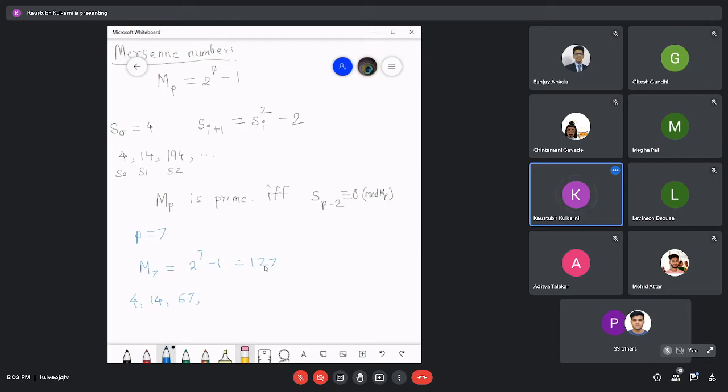Now we want to check whether the Mersenne number is prime. So this is the generating part. We generate the Mersenne number, and this is the test to find whether it is prime. Is it clear up to this part? The Mersenne number Mp is 2 raised to p minus 1. So M7 is 127.